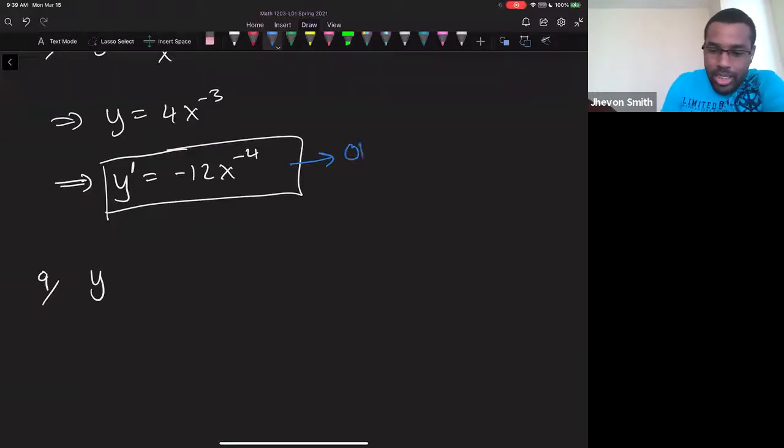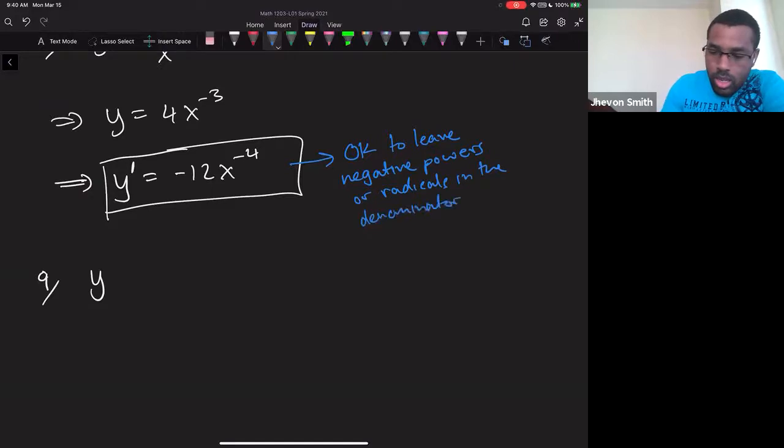So it's okay to leave negative powers or radicals in the denominator of your answer in general.